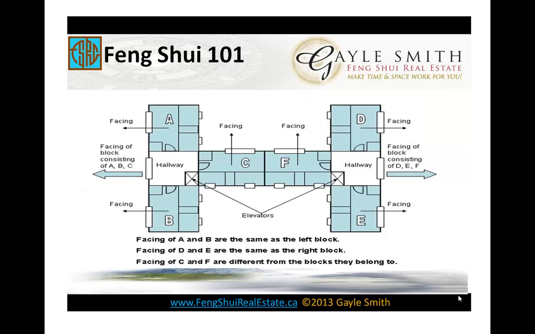For example, for the individual units, we will have to consider their respective facings. These facings are even more important than the facing of the building as a whole. Facing A and B units are the same. They face this way. D and E will face the opposite directions, and then the middle C and F are facing again a different direction.